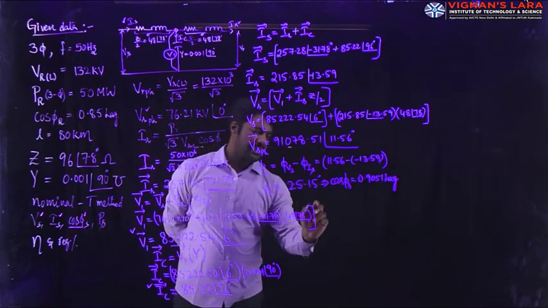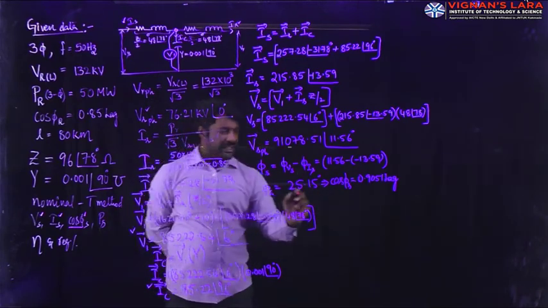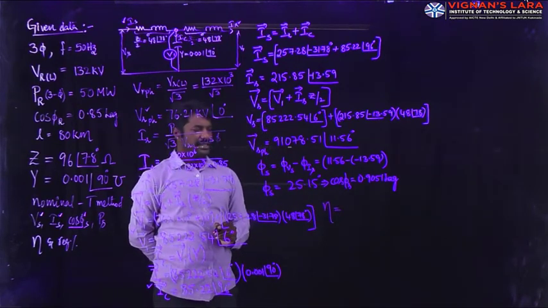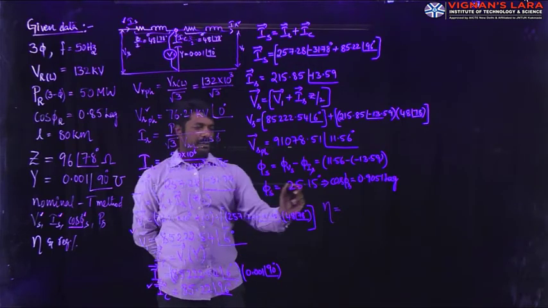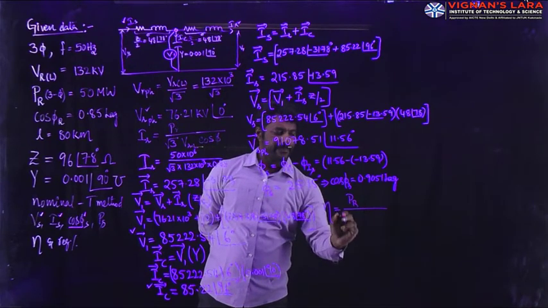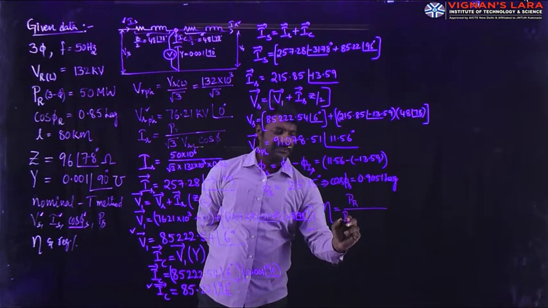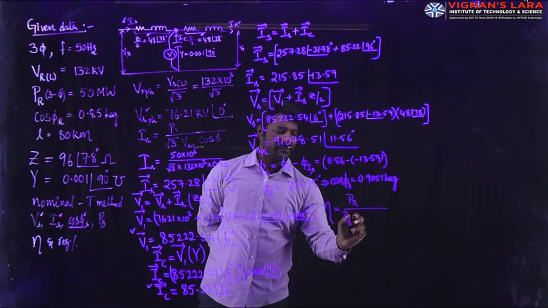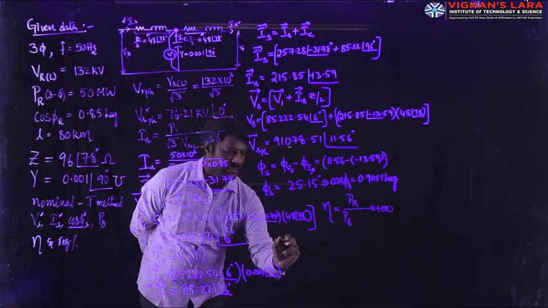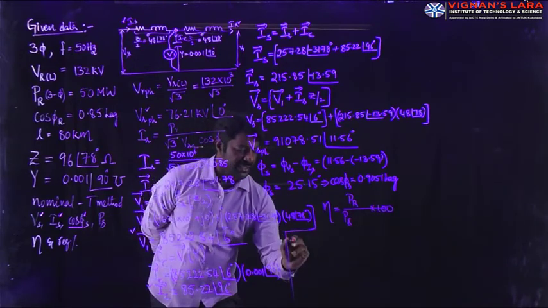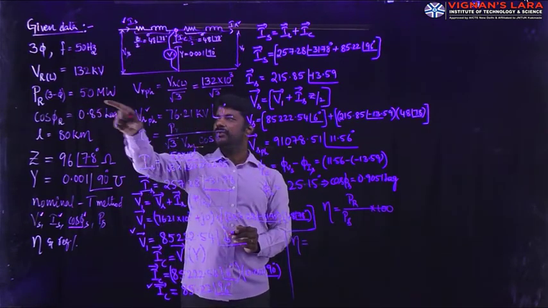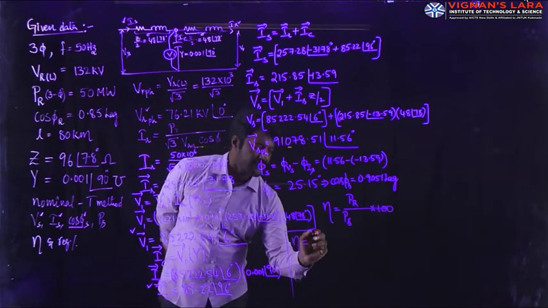The first parameter I am going to calculate is efficiency. Efficiency is equal to the output side power, the receiving end power PR, by PS, the sending end power, multiplied by 100. Let me substitute those values directly. Efficiency is equal to PR, which for 3-phase is 50 megawatts. Yes, this is 50 megawatts.